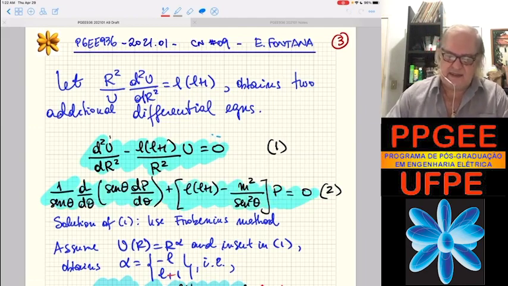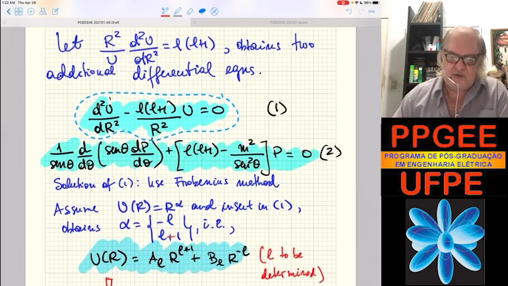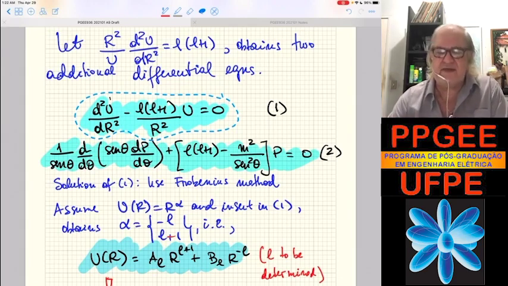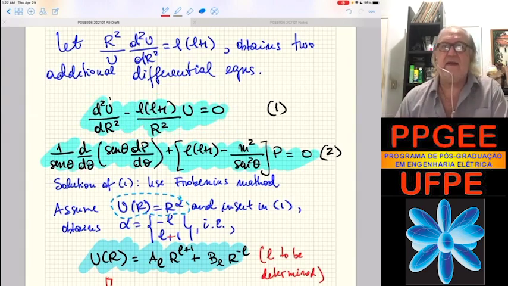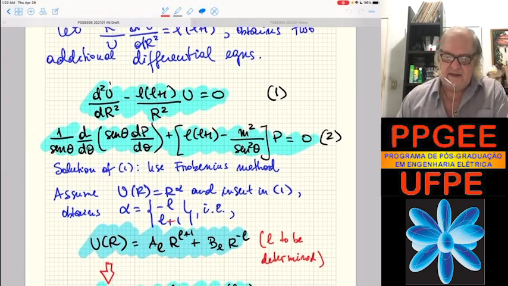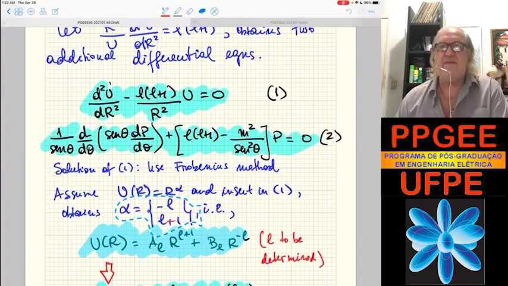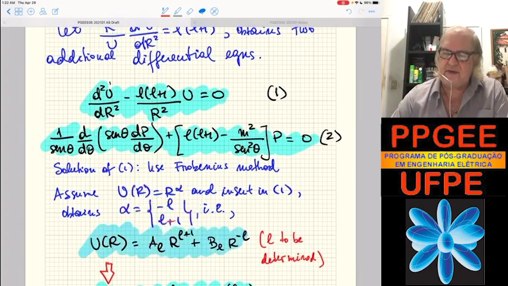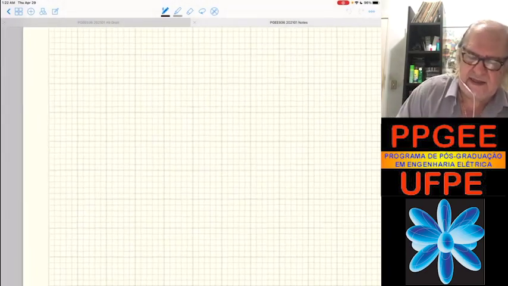So let's look at this one. This is easily solved by using a Frobenius technique, in which you assume, for this case, a single power of r is enough. So let's assume r raised to the alpha. So that's what we get. If we solve it, we're going to have alpha equals minus L or L plus 1. Let's do some algebra here to see how it goes, right? So the equation is something like this.